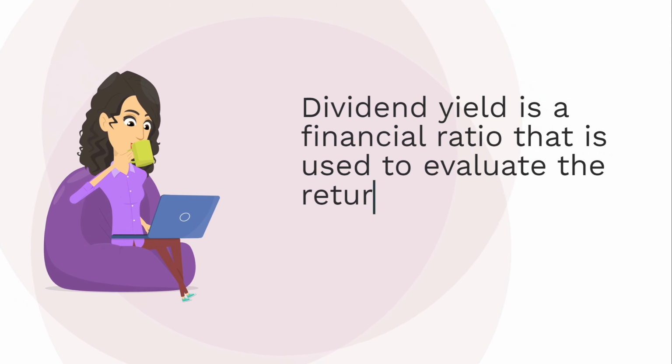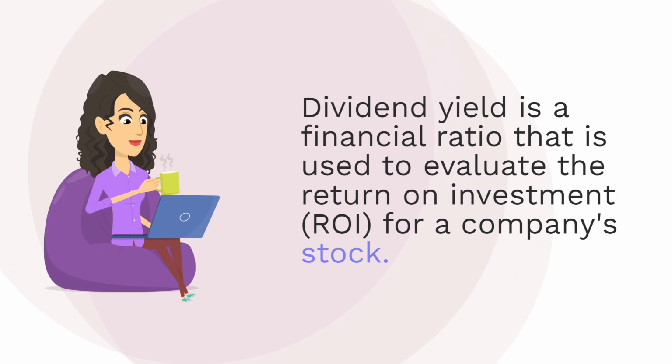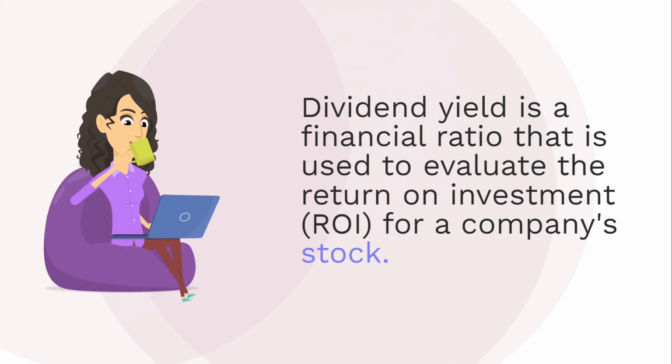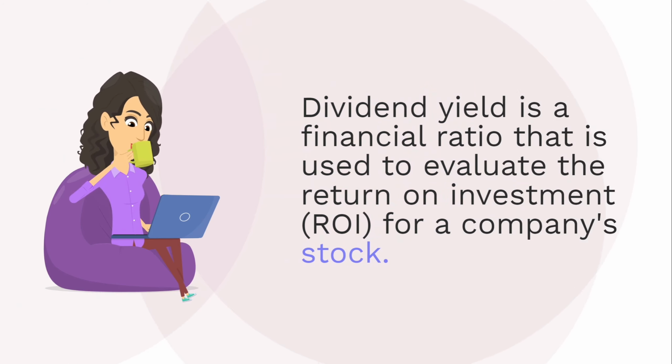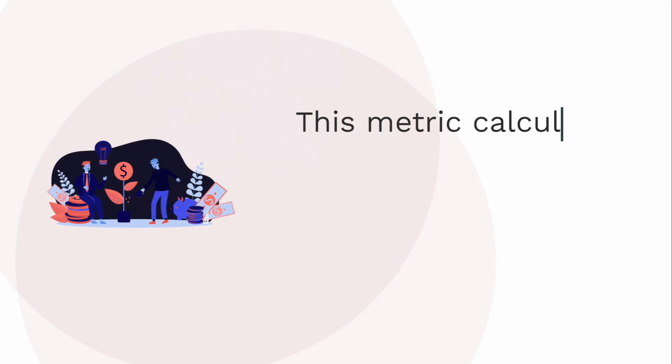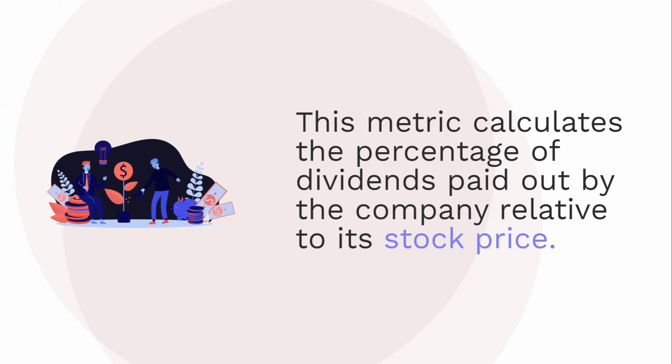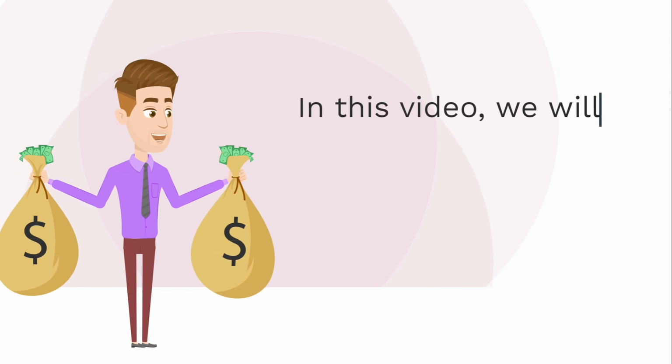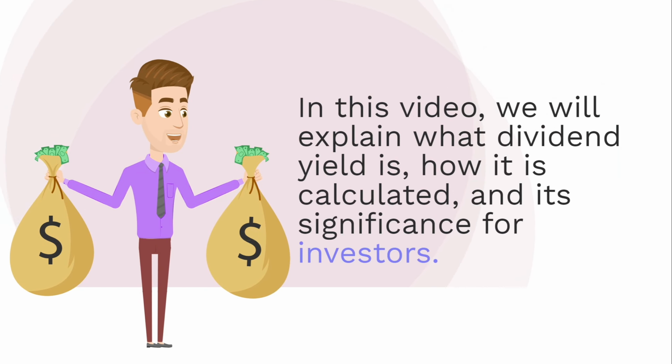Dividend yield is a financial ratio that is used to evaluate the return on investment, ROI, for a company's stock. This metric calculates the percentage of dividends paid out by the company relative to its stock price. In this video, we will explain what dividend yield is, how it is calculated, and its significance for investors.